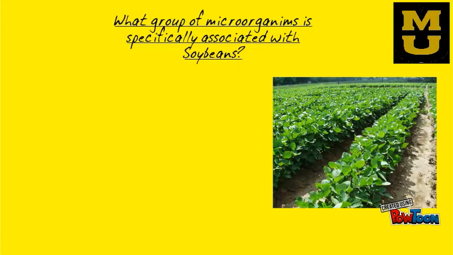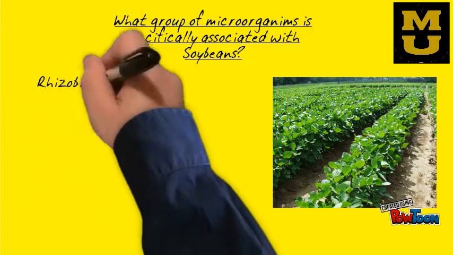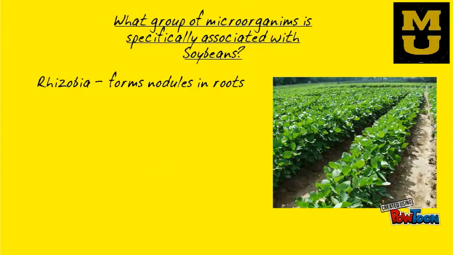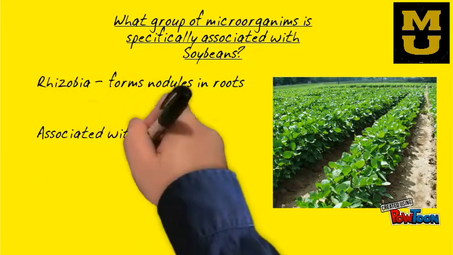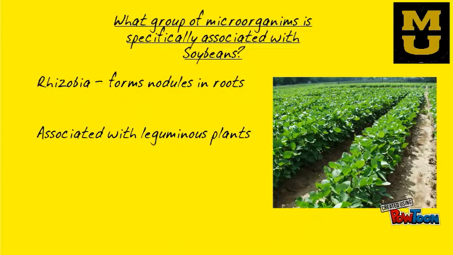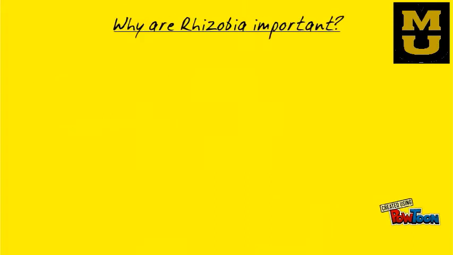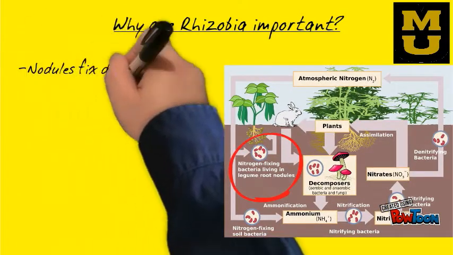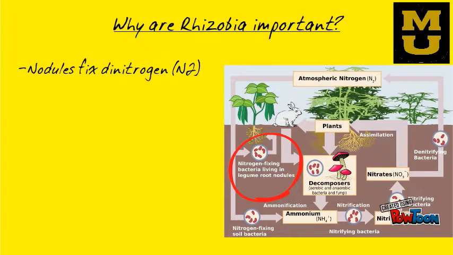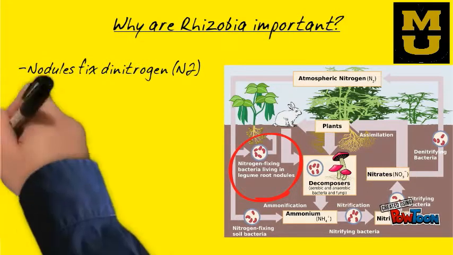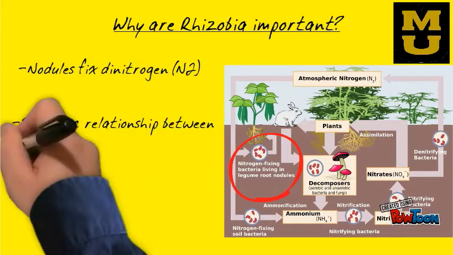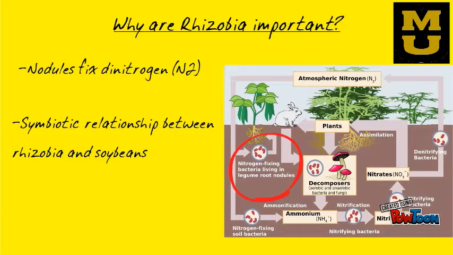What microorganism is specifically associated with soybeans? Rhizobia, which is a group of bacteria that forms nodules on roots. Rhizobia is associated with soybeans and other leguminous plants. What is the importance of rhizobia? The nodules that are formed have the ability to fix dinitrogen, or N2. There is a symbiotic relationship between rhizobia and the soybean plants.